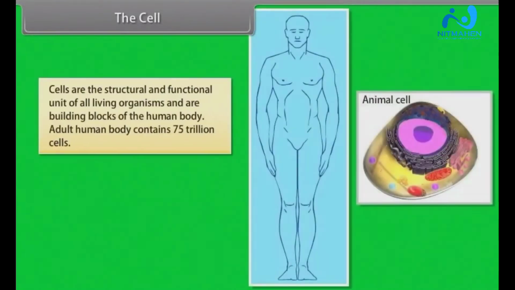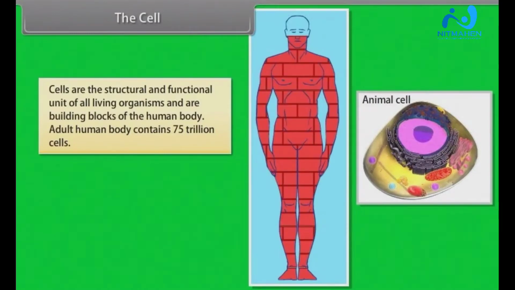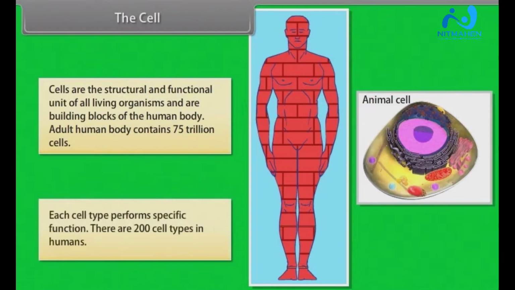The cell. Cells are the structural and functional unit of all living organisms and are the building blocks of the human body. The adult human body contains 75 trillion cells. Each cell type performs a specific function. There are 200 cell types in humans.